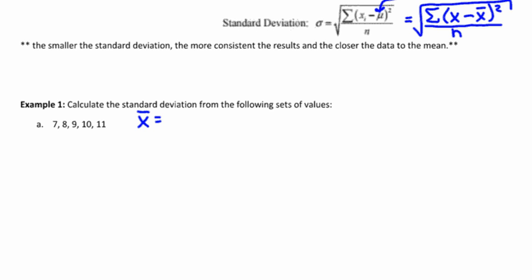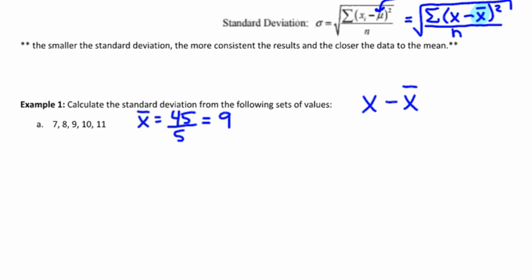So 7 plus 8 plus 9 plus 10 plus 11 is 45, divided by the number of terms, there's 5 numbers there, which is 9. So our mean, our average, is 9. That's going to be this part of our formula right here. The next step is to determine our deviation. Deviation is our term minus our average. In other words, how far away is that data number from our mean?